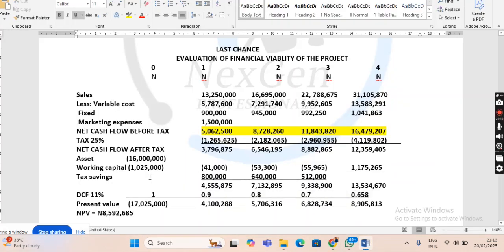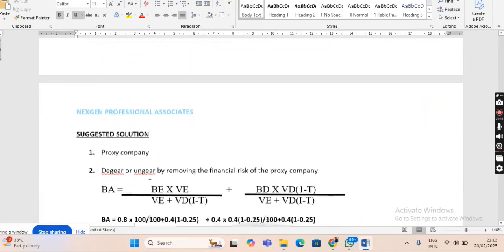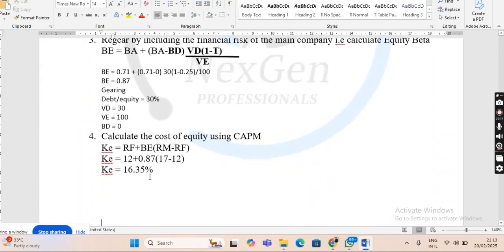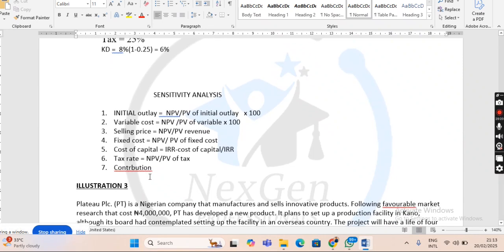So that is sensitivity analysis. As far as I'm concerned, I'm done with sensitivity analysis. Don't forget, when I say cost of capital, it is the weighted average cost of capital. When I say cost of capital, it is the weighted average cost of what? Capital. Sensitivity analysis of contribution is equal to NPV divided by PV of contribution.